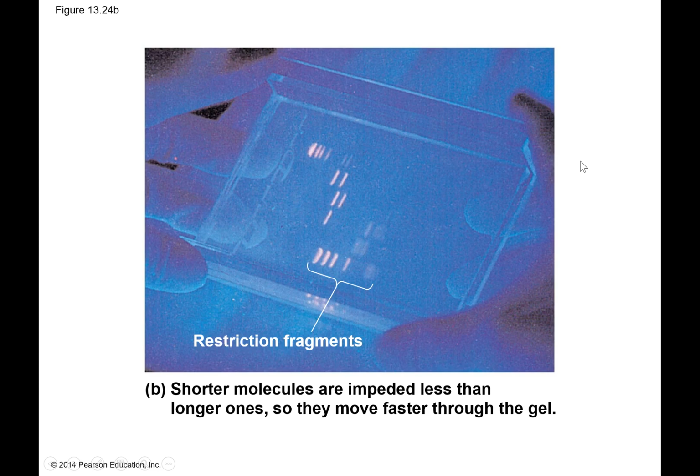And when you're done, you get a DNA fingerprint. And a fingerprint, not like the ones on the tips of your fingers, but something that looks like this. These are all the fragments of DNA that were separated out by your restriction enzymes, and they are separated by size.